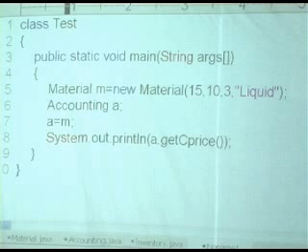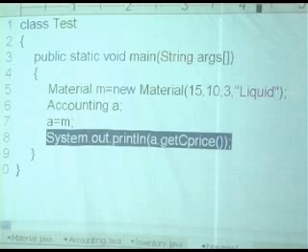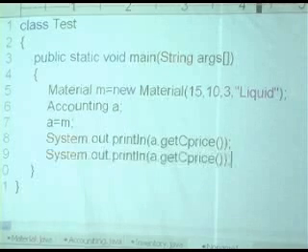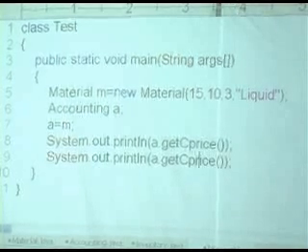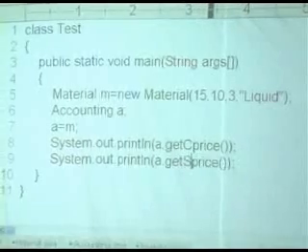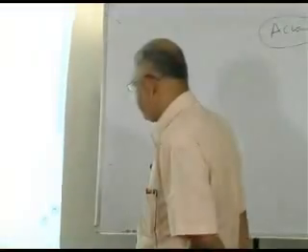So now I say system.out.println A.get C price. Now I can similarly do get S price. Let's just repeat this line and try to get S price. Okay? Yeah, this will work too. Now I will compile these programs. Let's save this program into something.